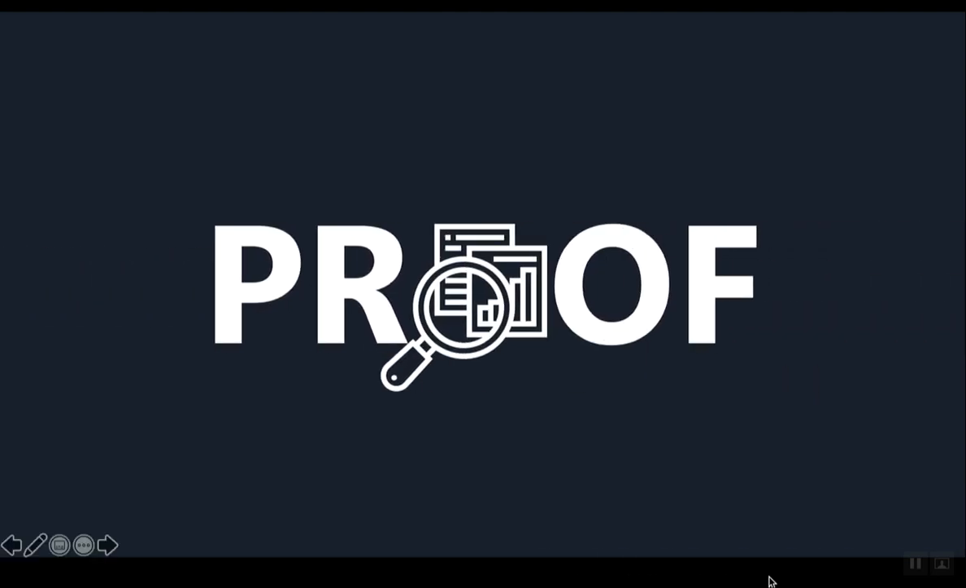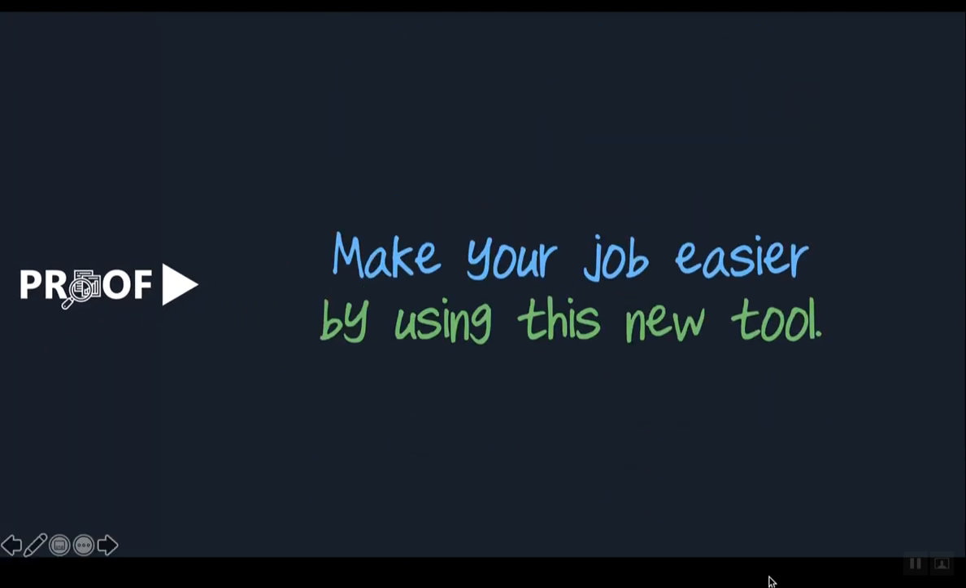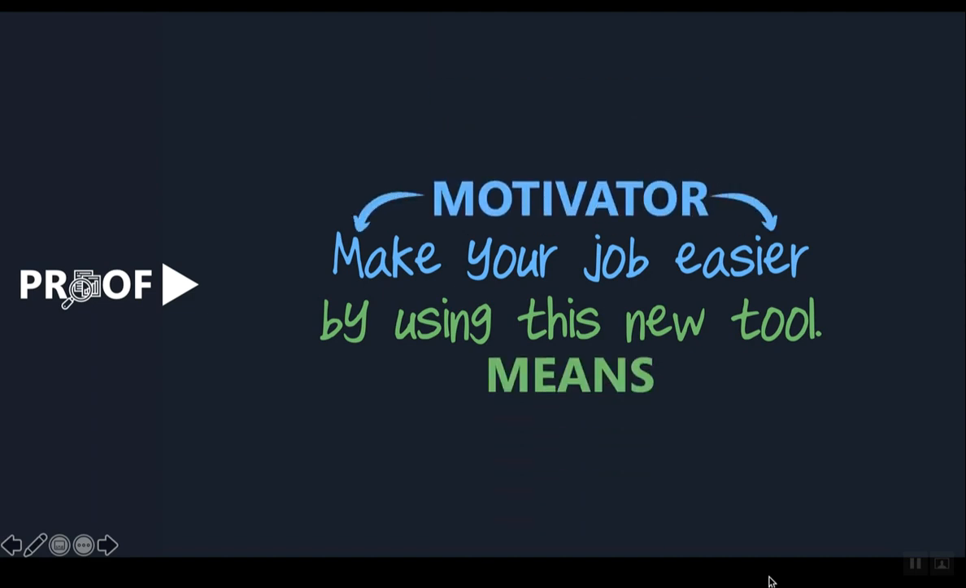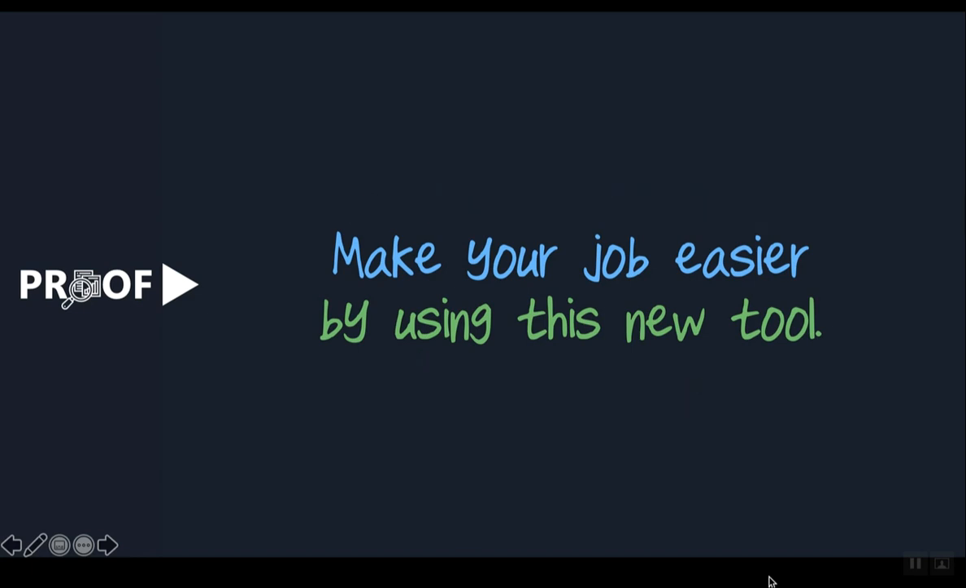Spell it out. What I mean by spell it out is you have to have proof, tangible, clear proof. If we say something, we need to prove something. So if we go back to our example of make your job easier by using this new tool, we have our motivator, we have our means, they're super duper clear.